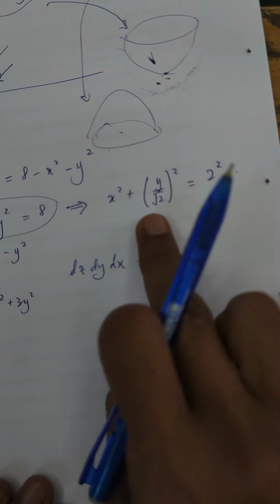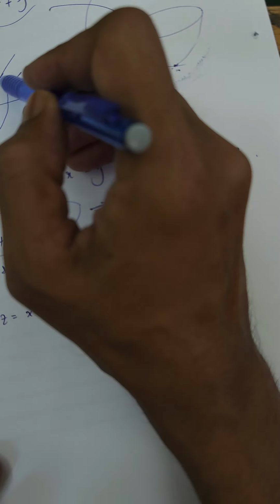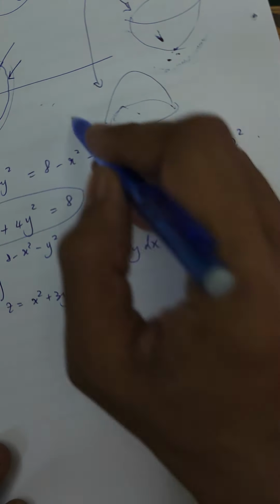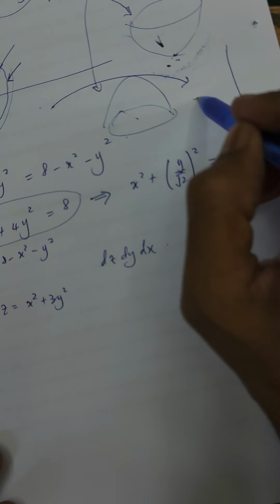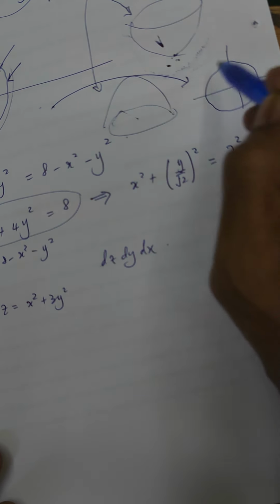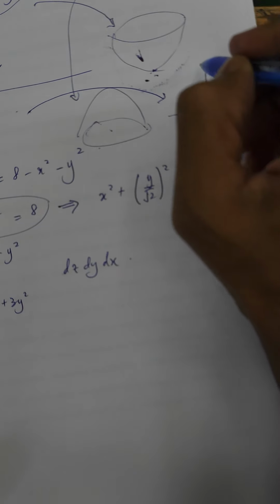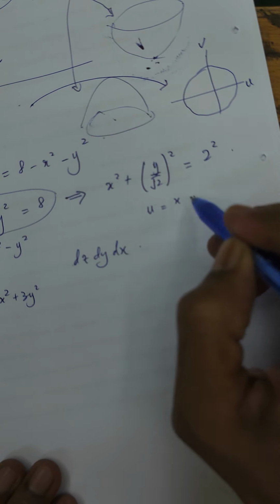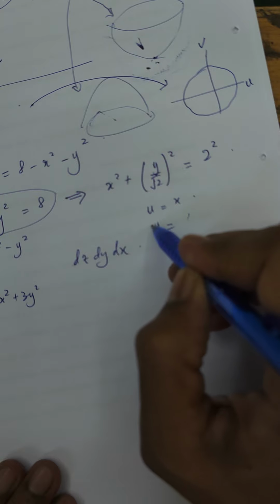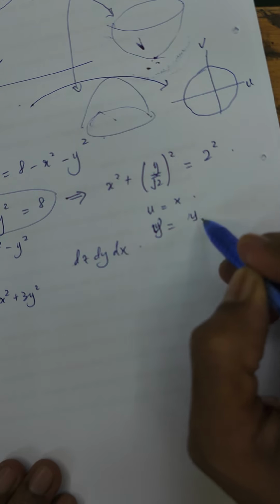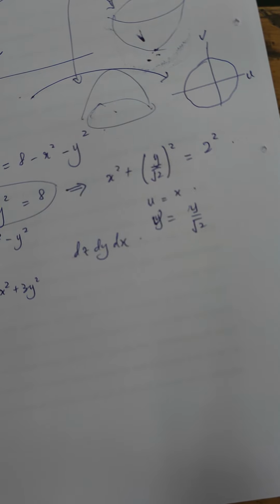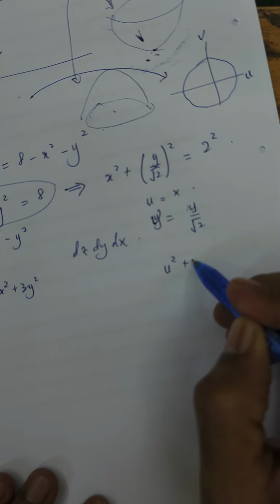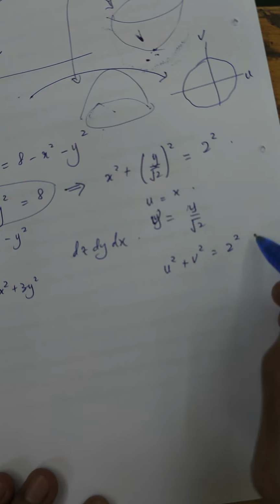Alright, so what we do here is transform the ellipse into a circle on the uv plane. So how to do this? You just take u equal to x, v equal to y over square root of 2. Then you transform those equations into u squared plus v squared equal to 2 squared. So this is a circle.